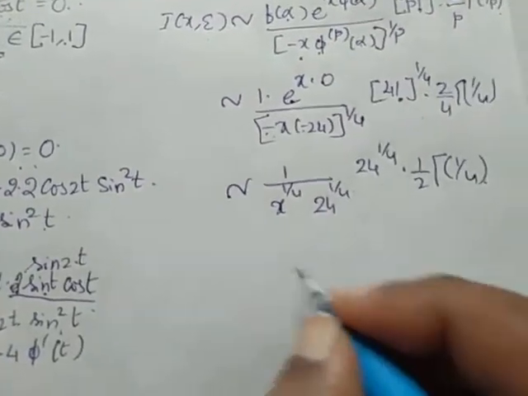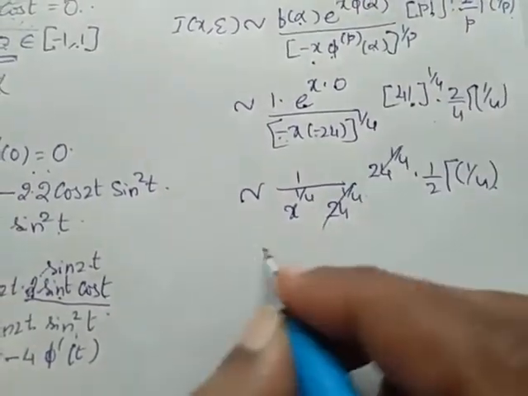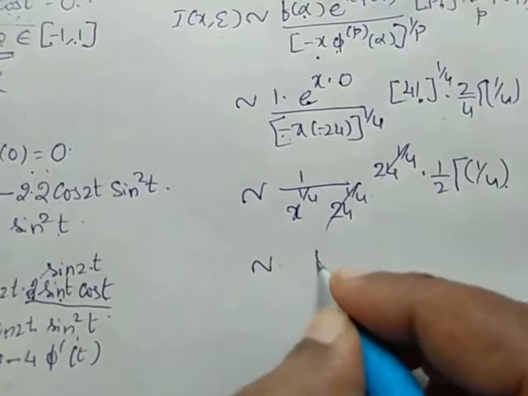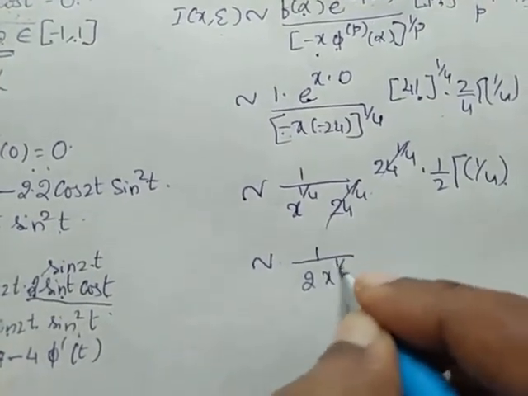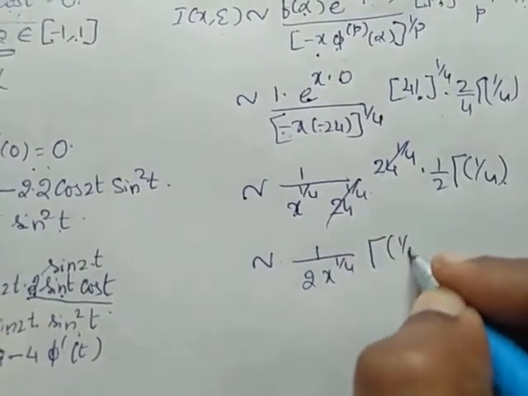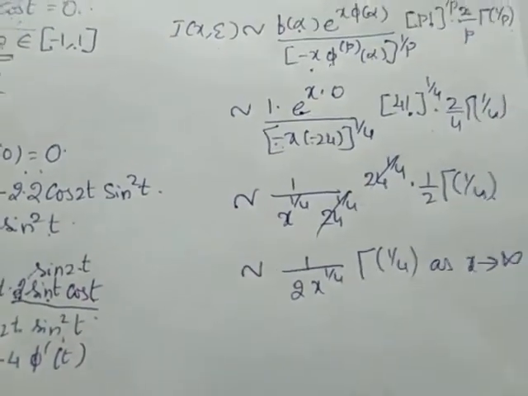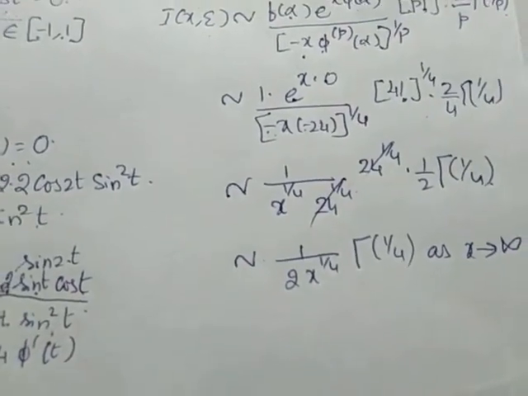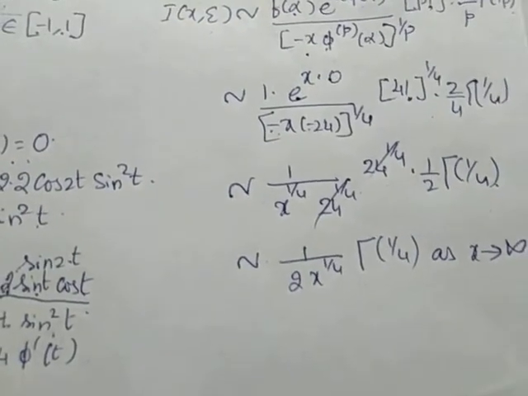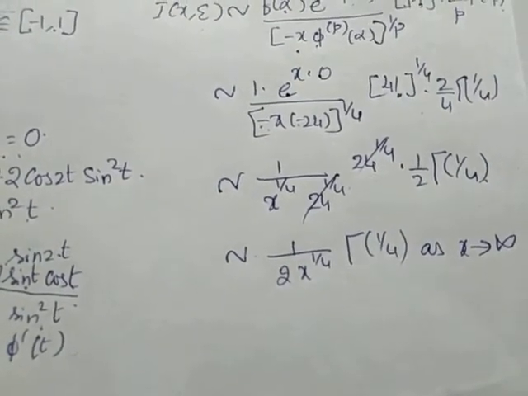So what is our solution? This 24 to the power 1 by 4 will get cancelled. I of x is approximately equal to 1 by 2 x power 1 by 4 gamma of 1 by 4 as x tends to infinity. This is our leading order term using Laplace method.